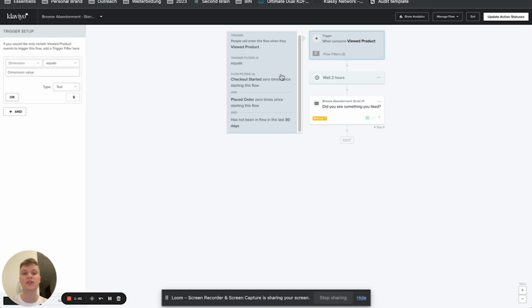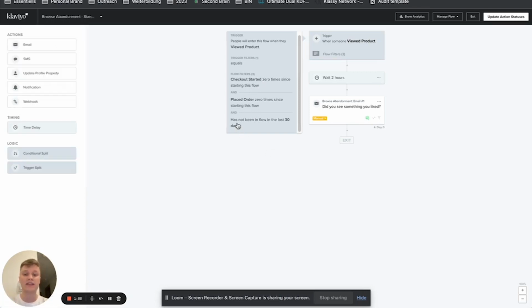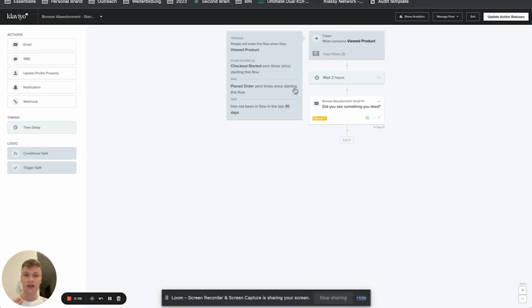So basically, after someone takes an action of the flow filter, he gets kicked out of the flow at that stage where he is. So in this case, let's say email 4, they placed an order, or they checked out, or in this case has not been in the flow in the last 30 days. That's more of a conditional thing that could also be a trigger filter. So that's the flow filter. Let me sum it up again, it's essentially applicable for the whole flow. So whenever someone does one type of this flow filter during the flow, they get kicked out of the flow.